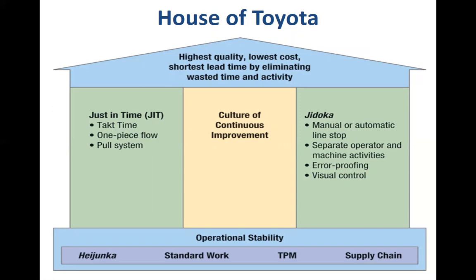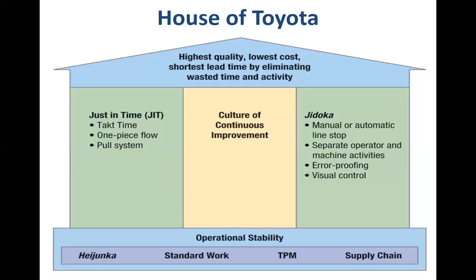In just in time, you have ideas of takt time, one piece flow, and pull system, the kinds of process considerations that we just talked about. In Jidoka, we have concepts of manual or automatic line stop, separate operator and machine activities, error proofing, visual control. Again, some of the process considerations we referred to some time back. And together, just in time and Jidoka are creating a culture of continuous improvement.